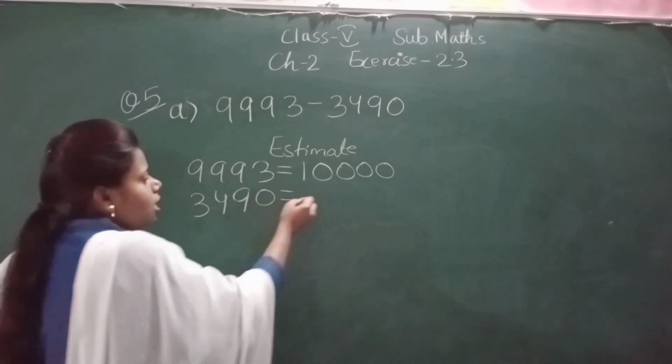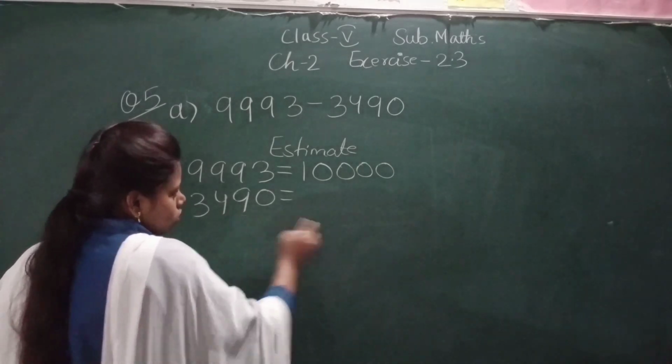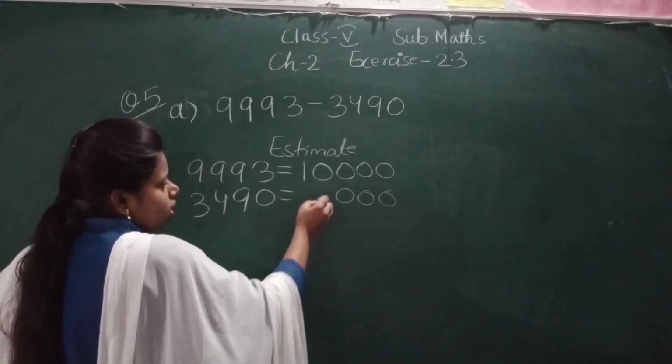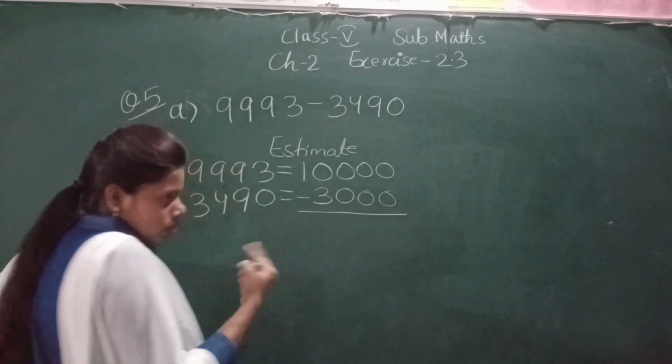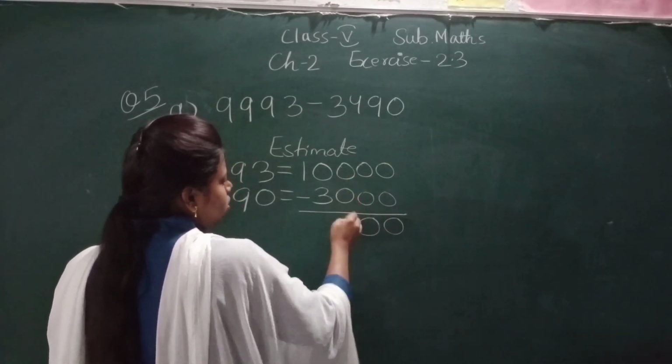So this 3 will remain the same, and the rest of these 3 places will become 0, 0, 0. Now we will do the subtraction. 0 minus 0 is 0. 0 minus 0 is 0. 0 minus 0 is 0.